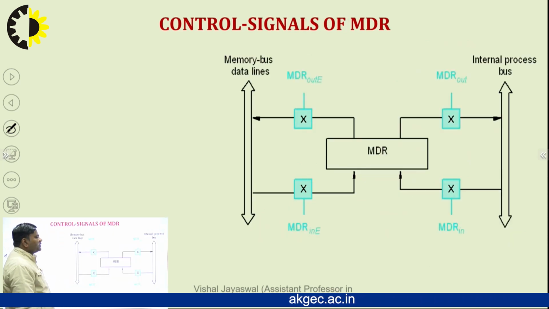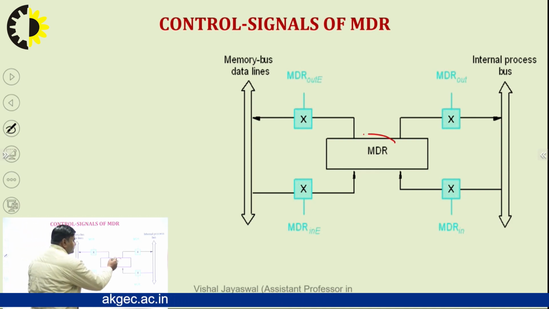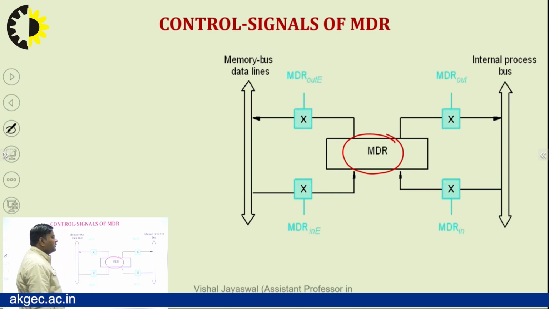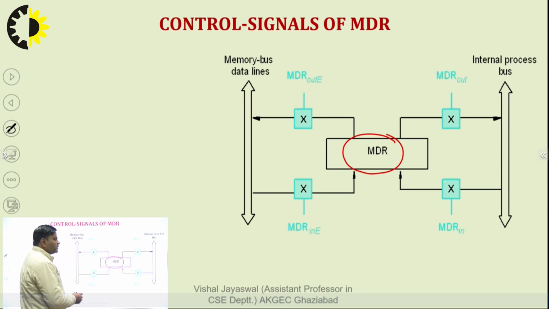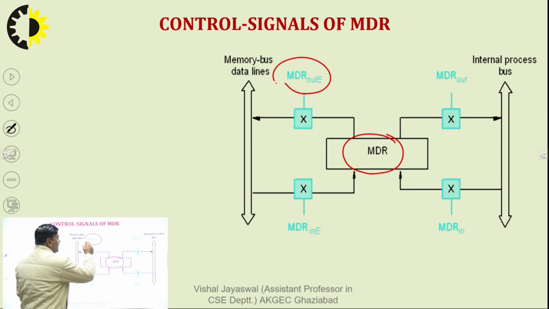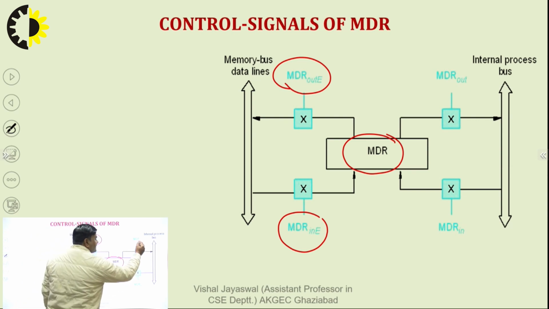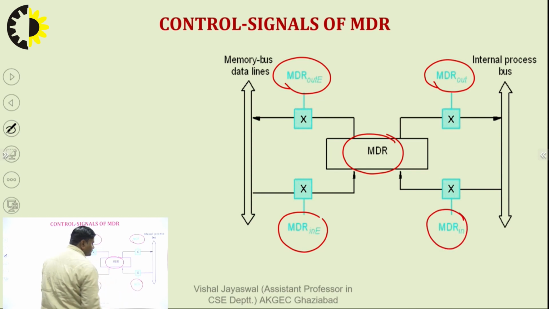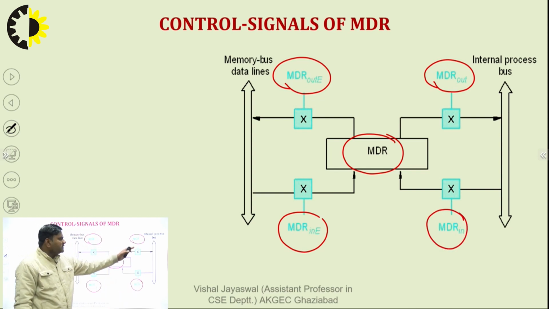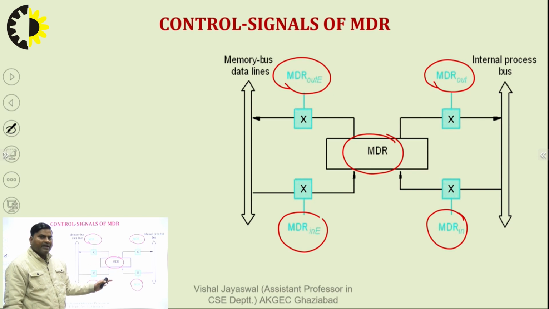This is the control signals for MDR register. Basically, this is the memory data register, and here we are going to use 4 switches: 2 switches at the side of memory, that is MDR out E and MDR in E. These are the 2 switches, and 2 switches on the internal processor bus side, means MDR out and MDR in. These basically 4 switches are used in MDR register.